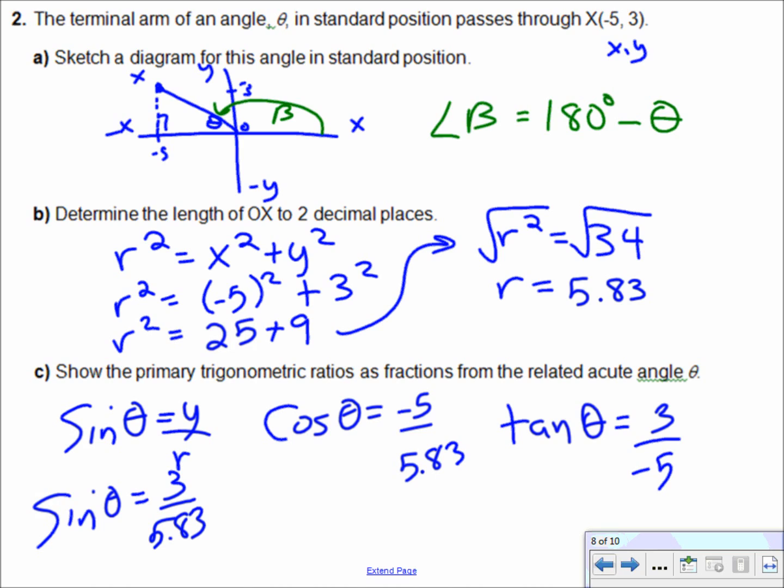Now, if you look at the CAST rule, this is a prime example of CAST, right? CAST is C-A-S-T. What quadrant are we in? What quadrant is this terminal arm in? The second. The second tells us only sine is going to be positive, right? Only sine in our answer was positive. Positive, negative, negative. Okay, so that's how the CAST rule works.